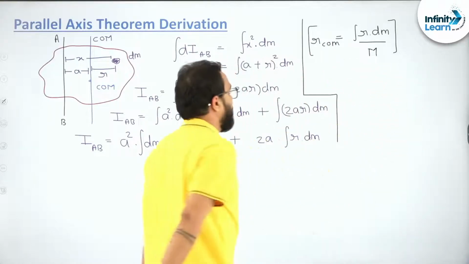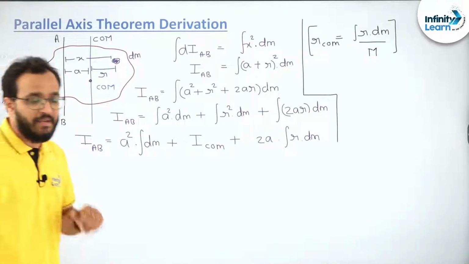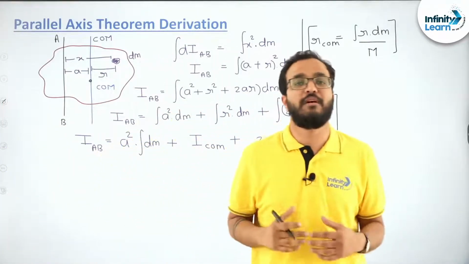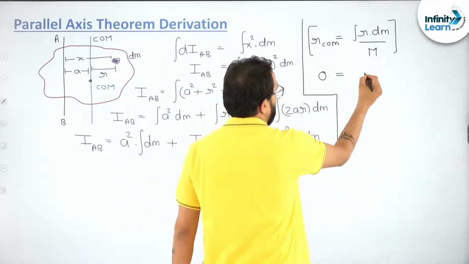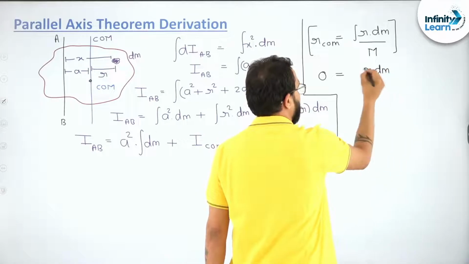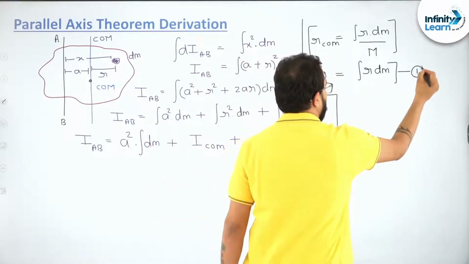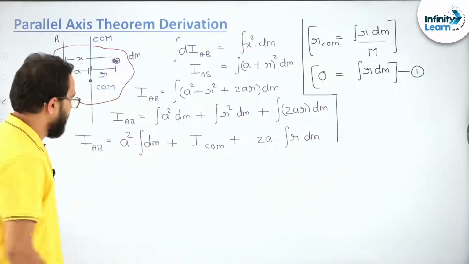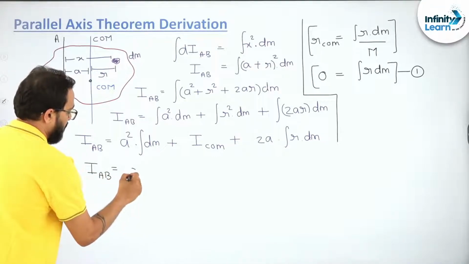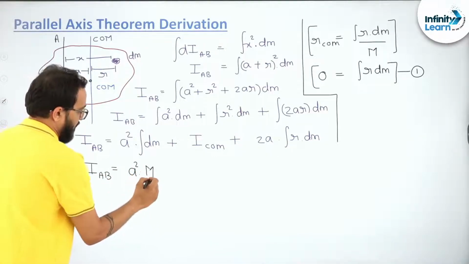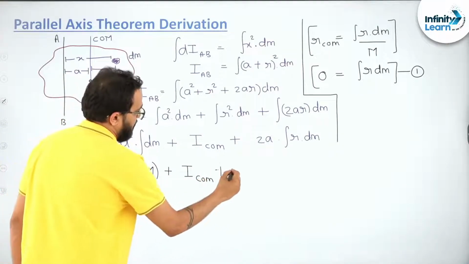Now, since I have measured the distances from the center of mass, that means I have assumed that the center of mass of the body is at the origin, right? So, if it is at the origin, this quantity will be 0. So, the integration of r dm will be 0. So technically this is equation number 1 that we can use here. So, we will say that IAB is equal to a square into M plus ICOM plus 0.